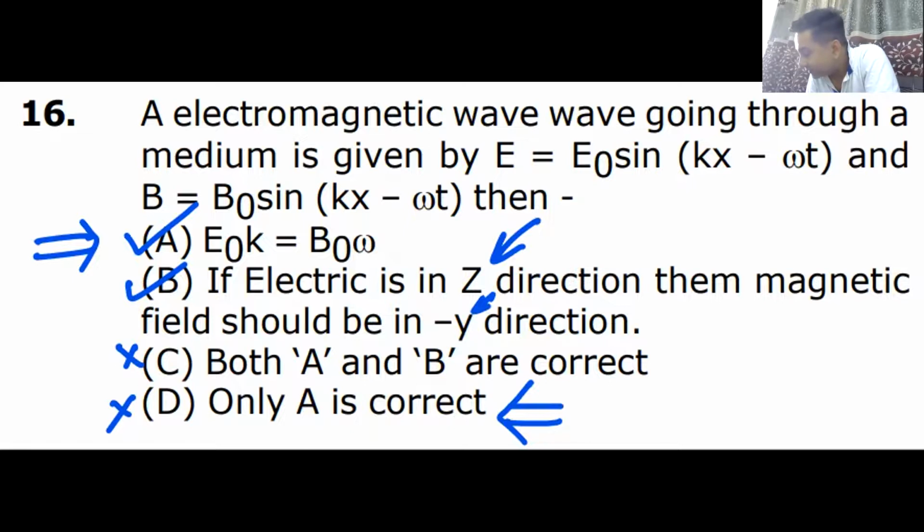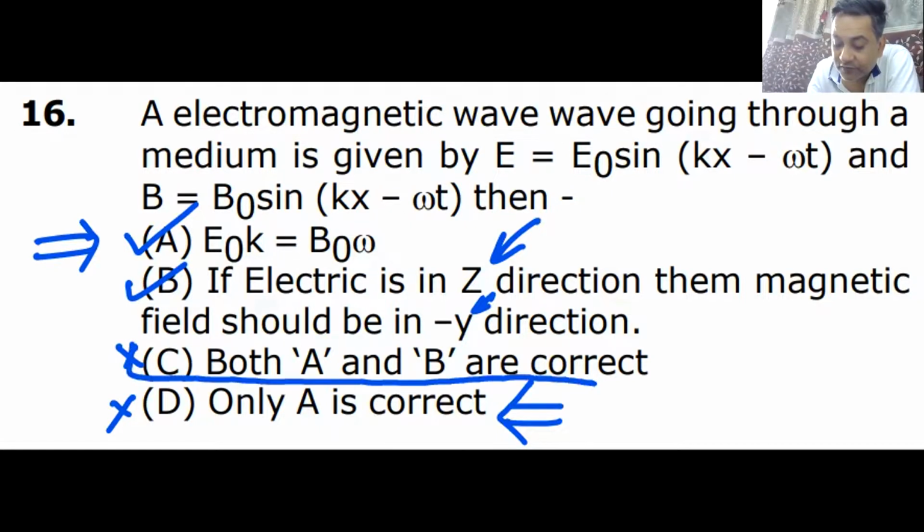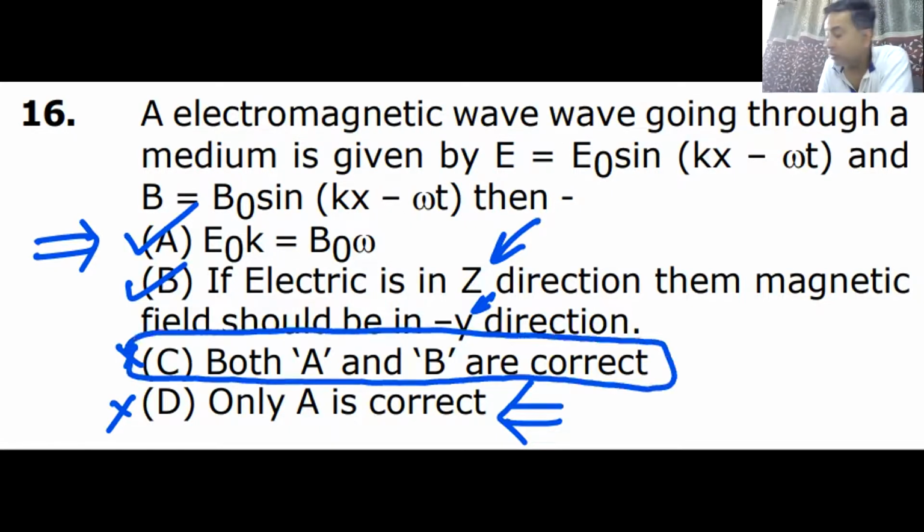Do we understand this? B alone cannot be the answer because A has to be the answer. So by that logic, only A can be the answer. We cannot be very sure about B. Remember, magnetic field and electric field will be in perpendicular directions, but we cannot surely say in which direction they will come. So we have to be careful if such a question comes. Do we understand this? Yes, sir.